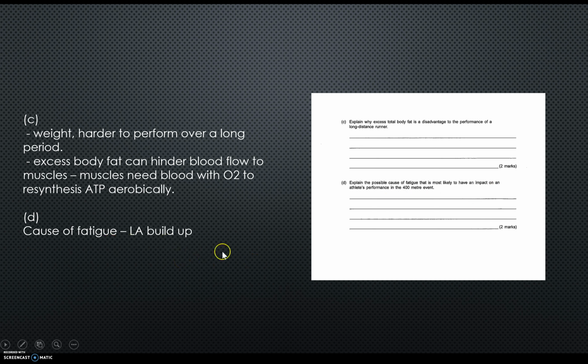Explain the possible cause of fatigue and its impact on athlete performance. In a 400 meter event, we're obviously looking at lactic acid build-up there.